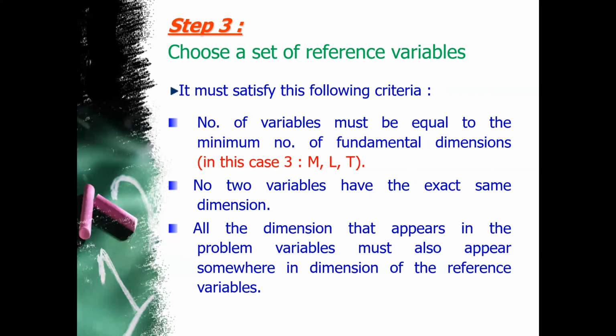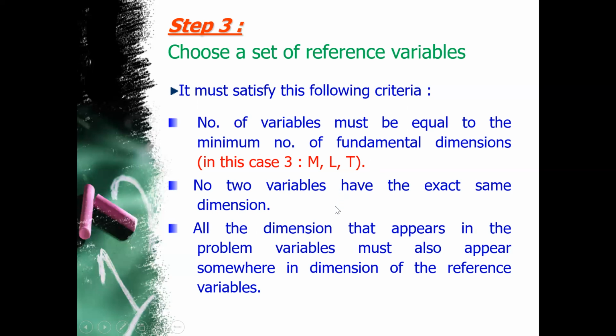We will see later what it means. And then the third one: all the dimensions that appear in the problem variables must also appear somewhere in the dimensions of the reference variables. So let's say we choose the 3 reference variables. Later I'll show you how to choose them. All of the fundamental dimensions present in the problem variables should appear in the reference variables. Maybe a little bit confusing at this point, so don't worry. Later you can come back to this and understand each of the steps.